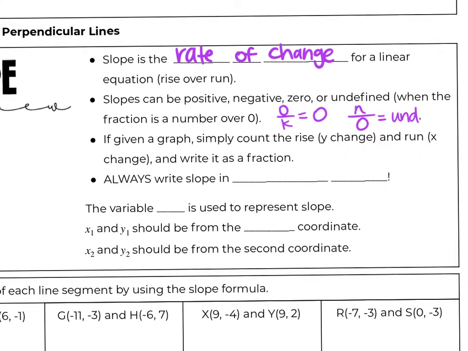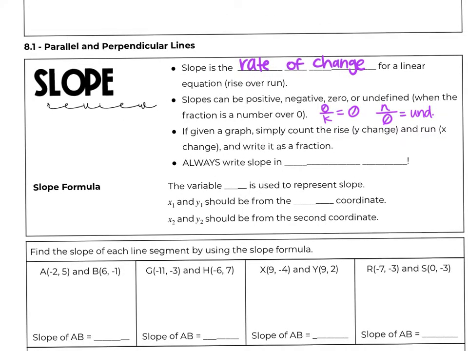So 0 on top of the fraction is okay, and it equals 0. 0 on bottom, not okay, and it's undefined, so we can't tell that number. If you're given a graph, just simply count the rise or the y change and the run, the x change, and write it as a fraction. So it's simpler on a graph. Always have to write slope in simplest form. If you're giving it as a fraction, simplest form. You can do a decimal if it doesn't give you a repeating.